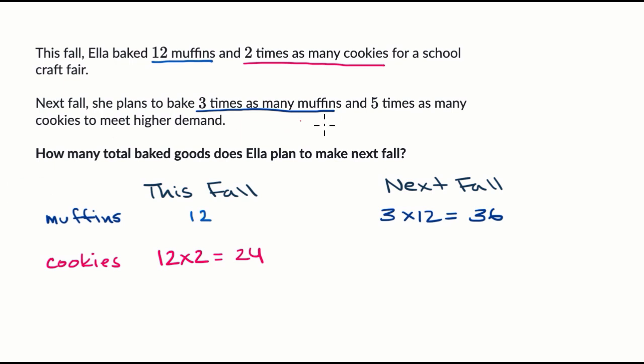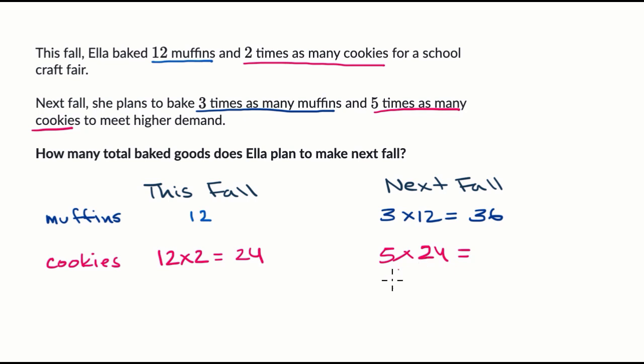And 5 times as many cookies to meet higher demand. So it's going to be 5 times the number of cookies that she made. And to be very clear, they could have said 5 times as many cookies as she made in the fall, but I think that's somewhat there. So 5 times as many cookies the next year, so then that is 5 times the amount that she is going to make this fall. So 5 times 24.